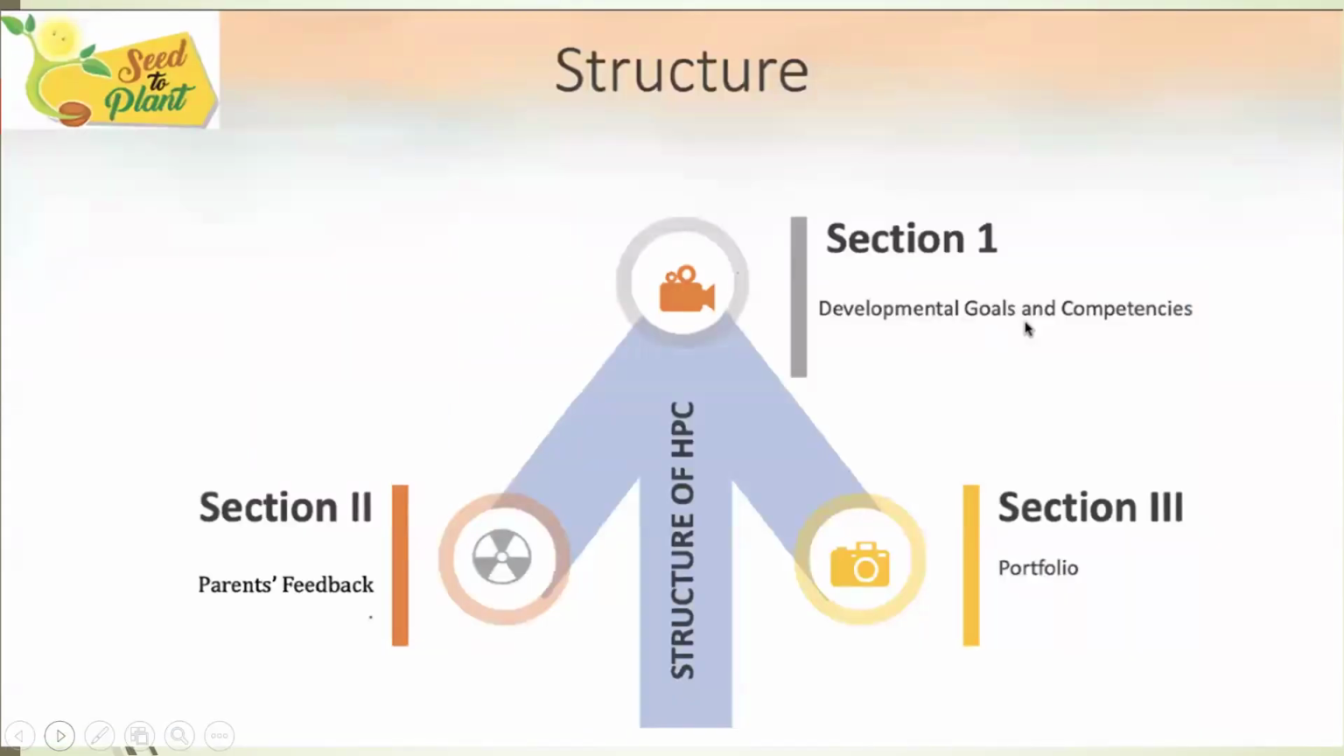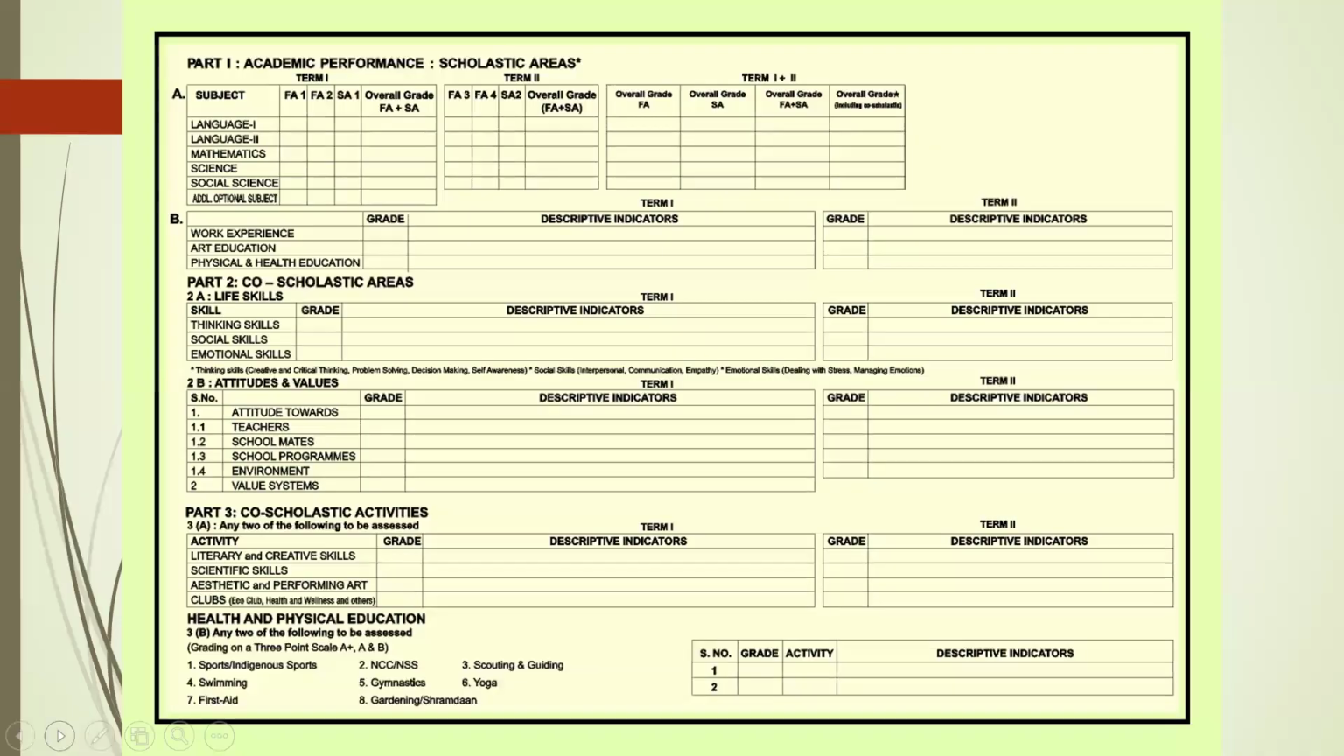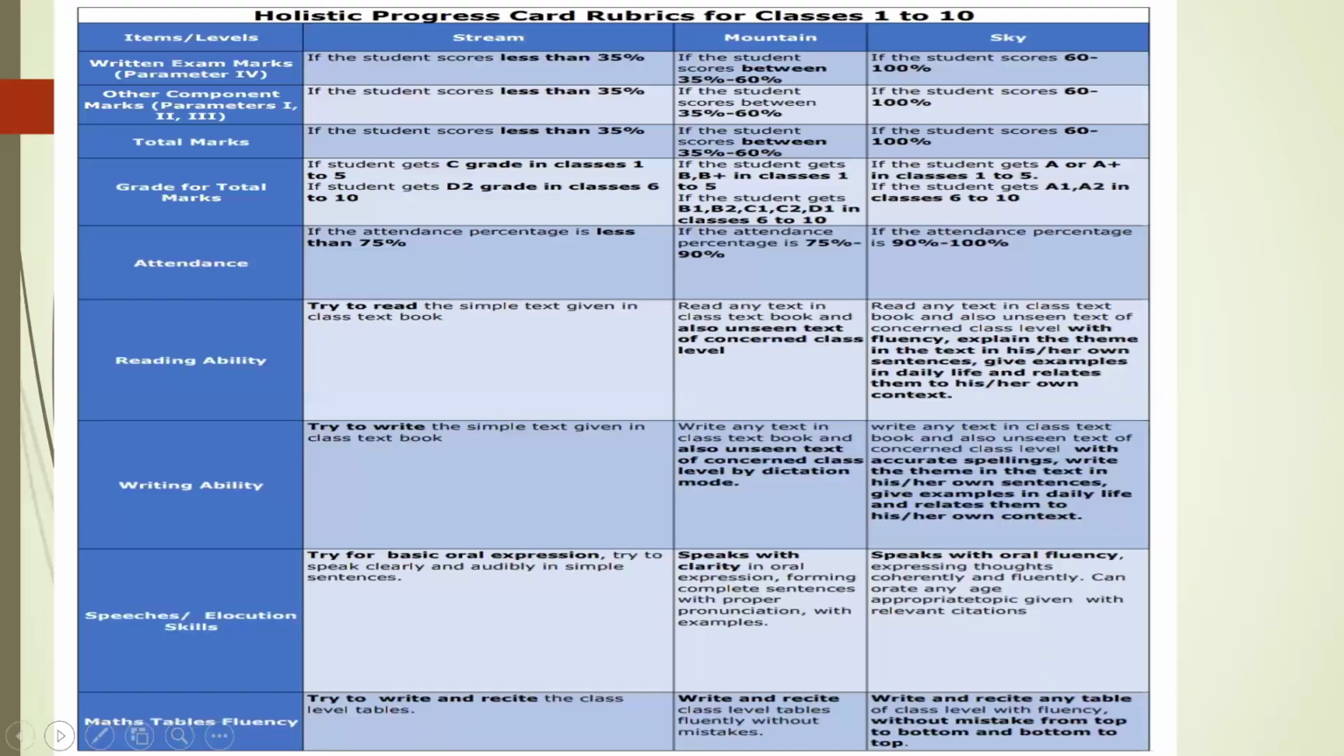Structure: Section 1 is development goals and competency. Section 2, parents' feedback. Section 3, portfolio. These are in a holistic progress card: academic performance, course holistic areas, course holistic activities. It is a simple sample only.